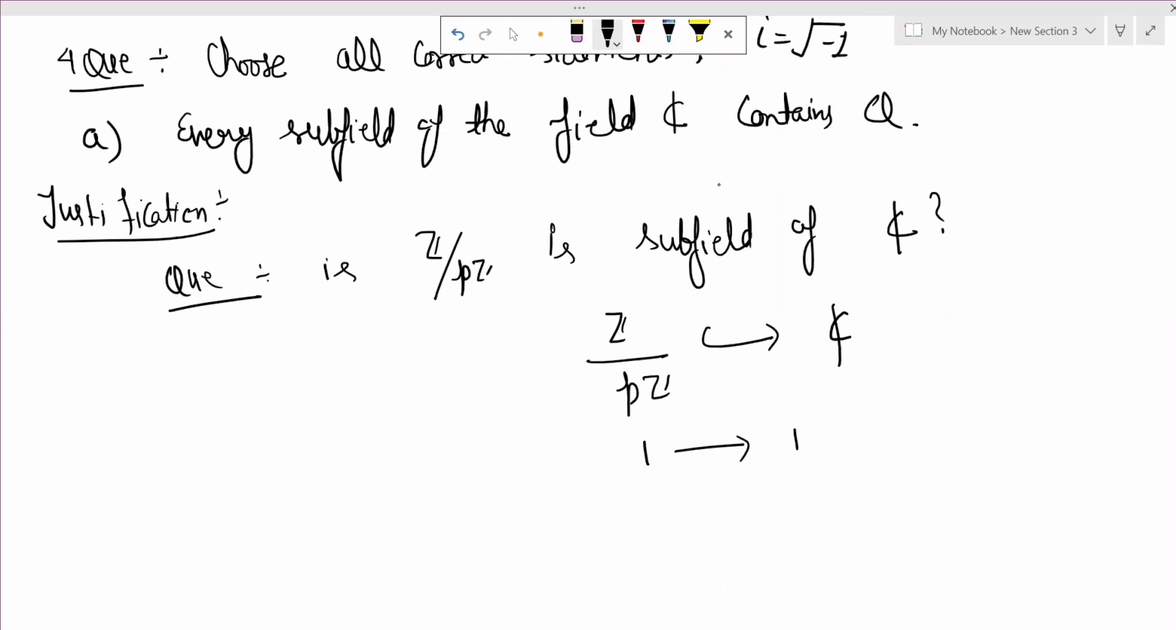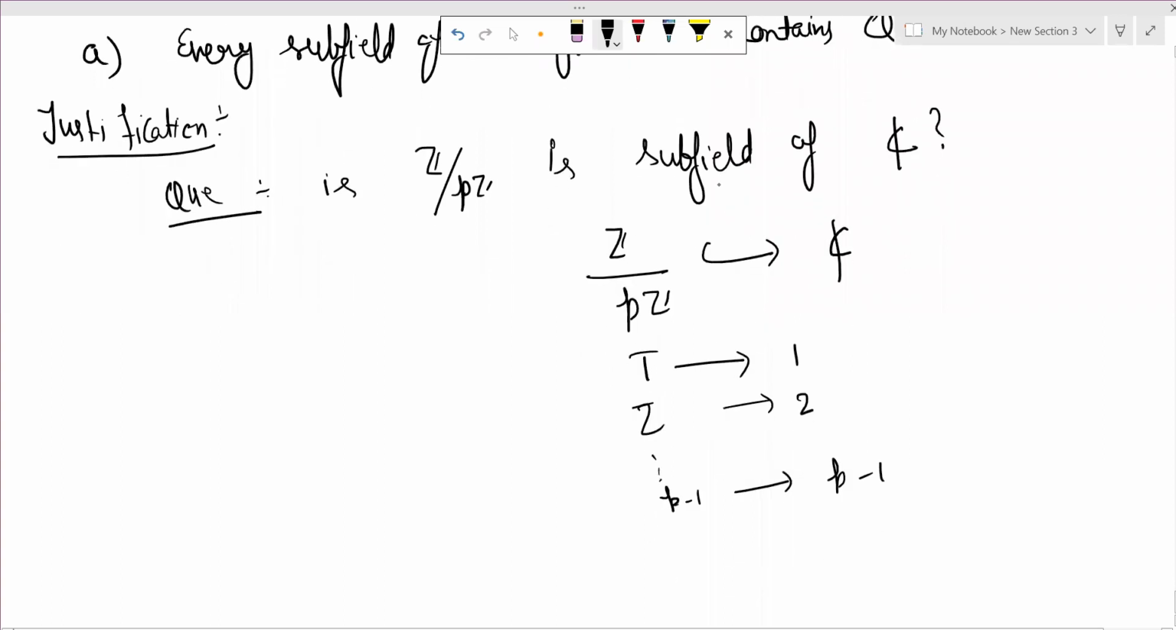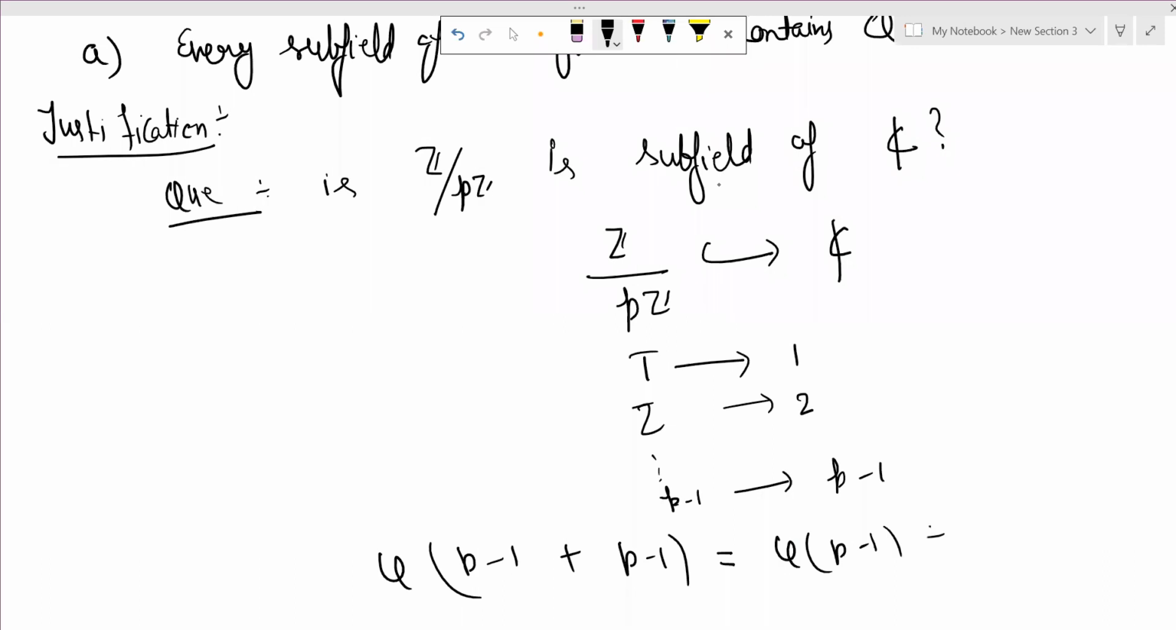Two bar should go to 2, and so on. p minus 1 should go to p minus 1. Then where will p go? Now what can you do? Phi of p minus 1 plus p minus 1, where should it go? It should be phi of p minus 1 plus phi of p minus 1, which is 2p minus 2.